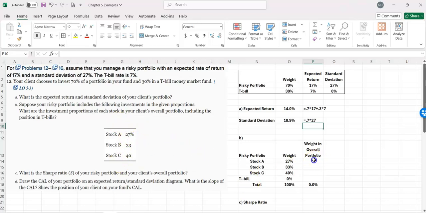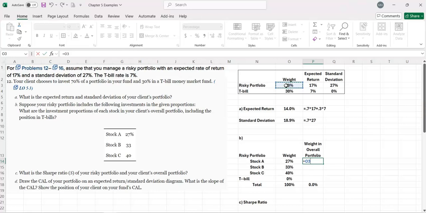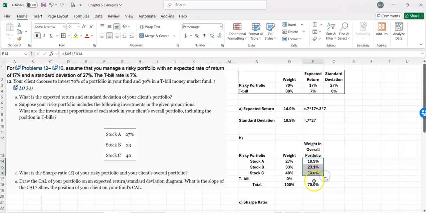In order to calculate the weights, we take the 70% and multiply it by each of the respective weights. So I'm going to do an absolute reference with F4, and pull it down to C, and then I know that the T-bill is 30%, so now I've got 100%. My weight in stock A is 18.9%. My weight in stock B is 23.1%. My weight in stock C is 28%. And my weight in the T-bill is 30%, which is what we already knew. And it all adds up to 100%, which it always has to.